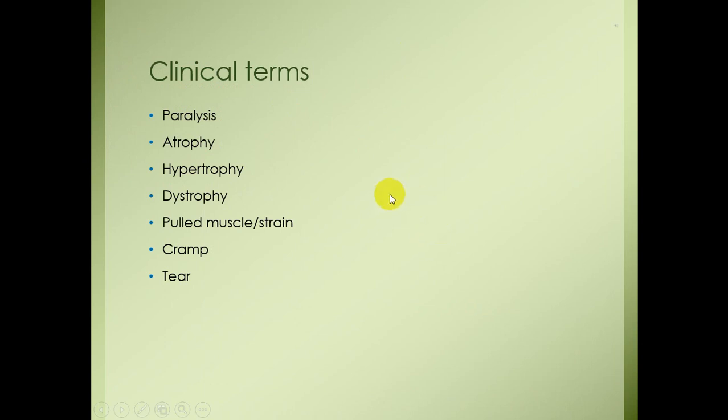So here are a few clinical terms related to the skeletal muscles. Paralysis is a term used when the skeletal muscles are unable to contract as the nerve impulse is interrupted. That usually occurs due to loss of innervation, nerve injuries. Atrophy is the term used for a decrease in the size of skeletal muscle due to disuse, and that is also related to nerve injury and a long-term effect of that.